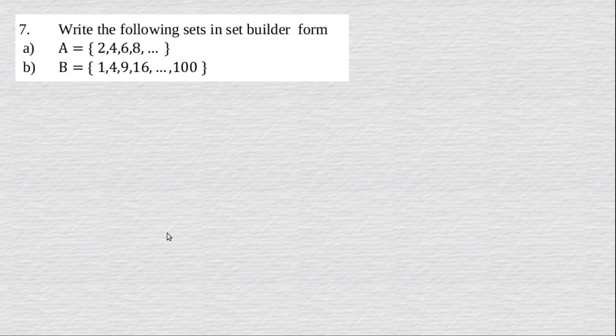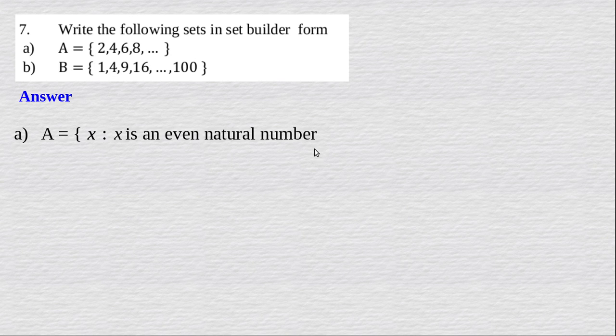Then question number 7. What is question number 7? Write the following set in set builder form. First one is very simple. This is set of all even natural numbers. Okay? S equal to x such that x is an even natural number. That is first method. Or we can write S equal set of all x such that x equal to 2n, multiple of 2, and n belongs to N. There is no more conditions here because this set, these elements continue indefinitely. Therefore, there is no restriction on n. Clear?